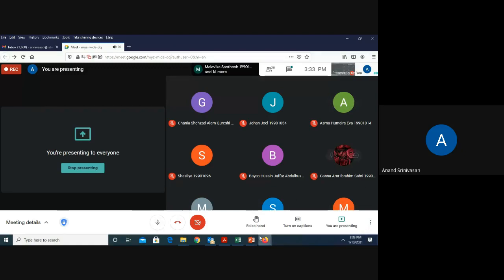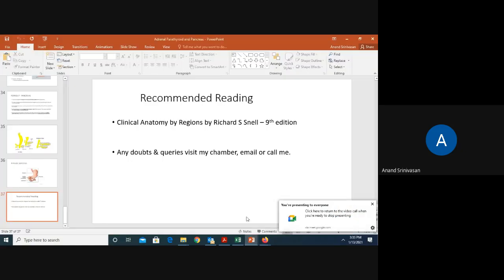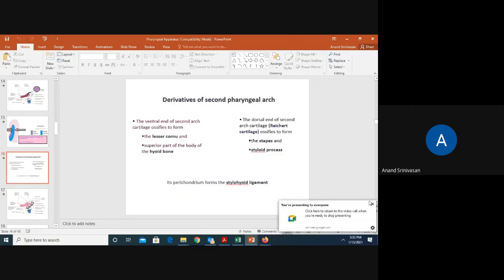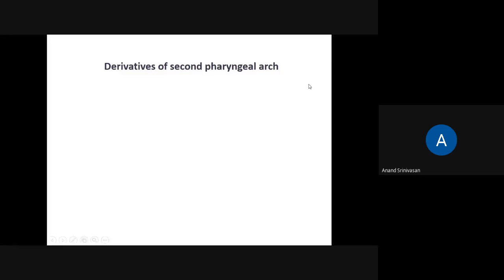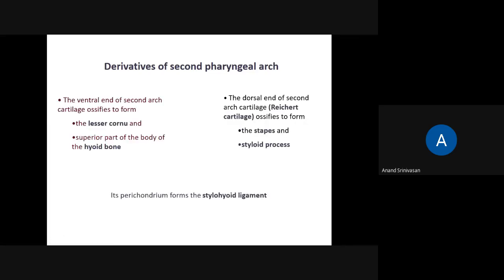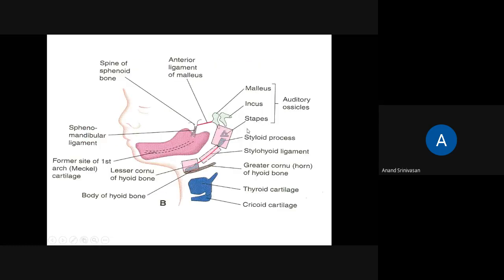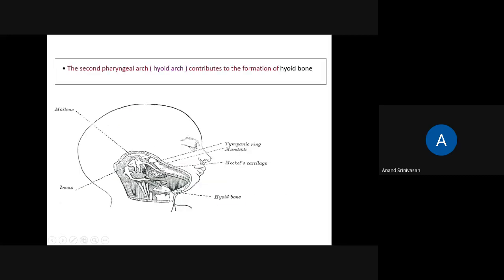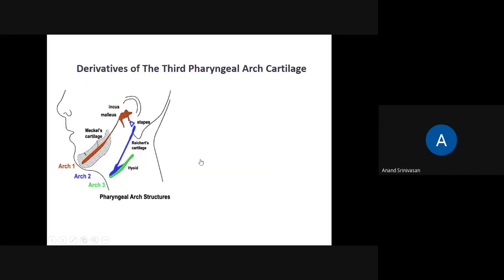Sorry about that. You need to know what structures are derived from each pharyngeal arch. From the second pharyngeal arch there will be the lesser cornu of the hyoid bone, the superior part of the body of the hyoid bone, the stapes, the styloid process, and the stylohyoid ligament. So that is from the second arch.